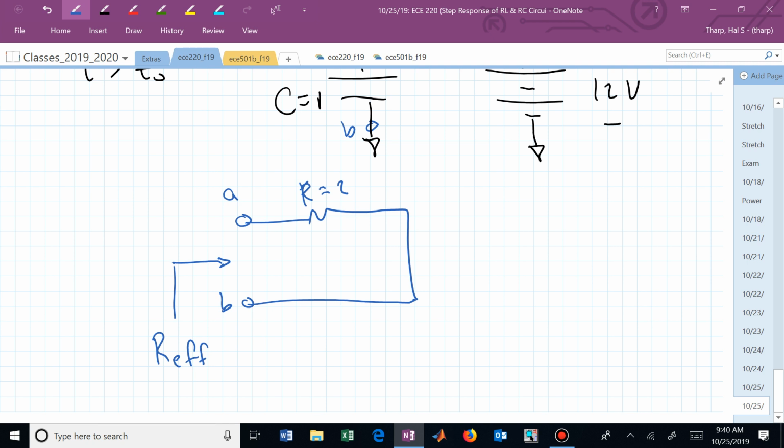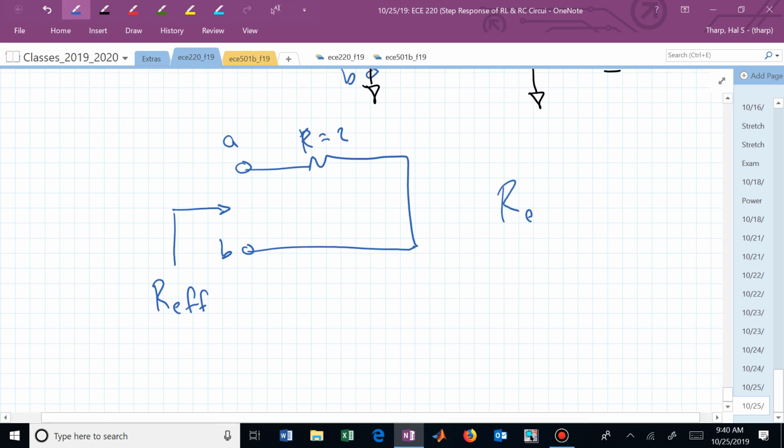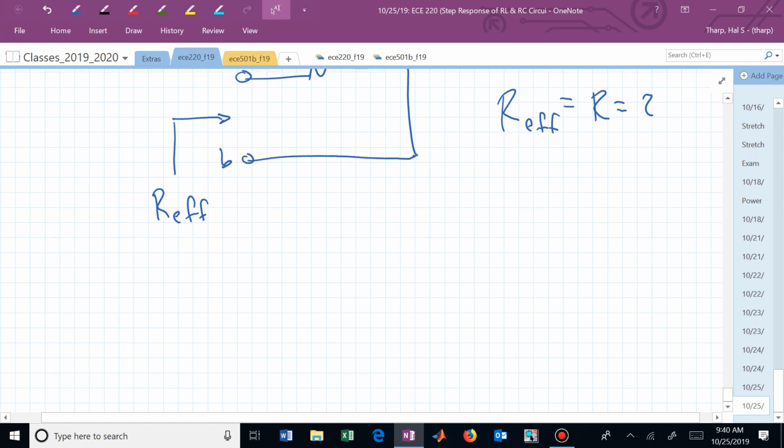But if it was some other interconnected mess, you would still do the same thing. You would say, let me remove the capacitor and see what the resistance is looking from those two terminals. That's why we were always looking for these equivalent resistors in the past. Now we know what R effective is. That's R, which is 2, and now we have tau.